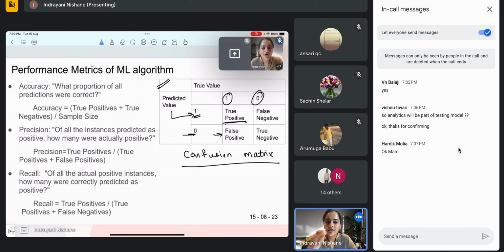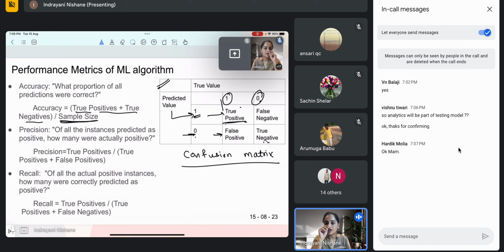So when we say accuracy of any ML algorithm, it is what proportion of the predictions are correct. That means the values which are 1 are predicted as 1, and the values which are 0 are predicted as 0. So that means true positives plus true negatives, where 0 and 0 are true negatives, divided by total sample size. What is the N, the large N? The number of true positives plus the number of true negatives divided by total sample size will give us the accuracy of our ML algorithm.